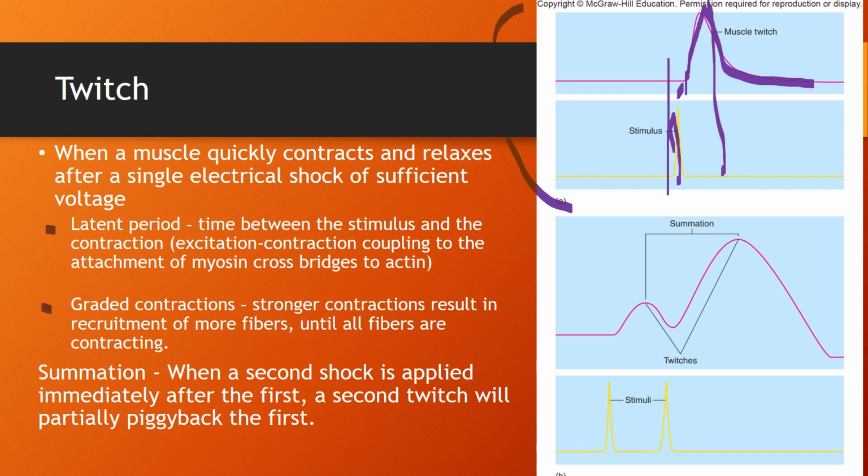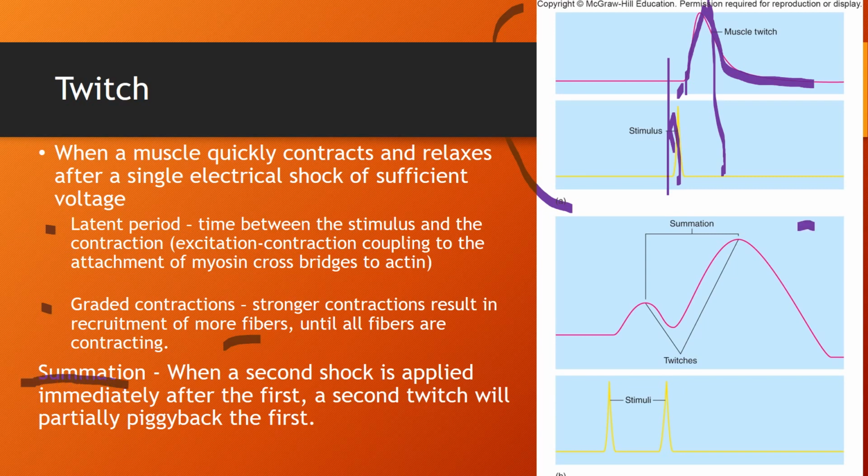What we also have with a twitch is called a graded contraction, where we'll have a stronger contraction due to recruitment of more fibers until all the fibers are contracting. So this will occur when we have an increase in the voltage that's going to increase the strength of this twitch. With this though, there will be some type of maximum when we hit all of the motor fibers that are being innervated. So then with twitch, what we can get is something called summation.